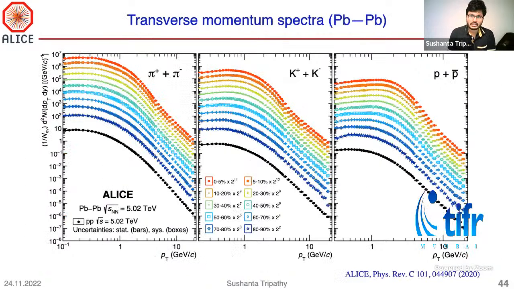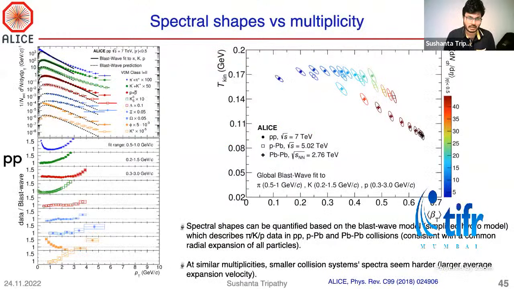Okay, so then we also have transverse spectra for different particles for lead-lead collisions as well. Here I'm only highlighting the pion and proton. From all these transverse spectra measurements, one can take a closer look at the spectral shapes as a function of multiplicity using a simplistic hydro model, the blast wave model.